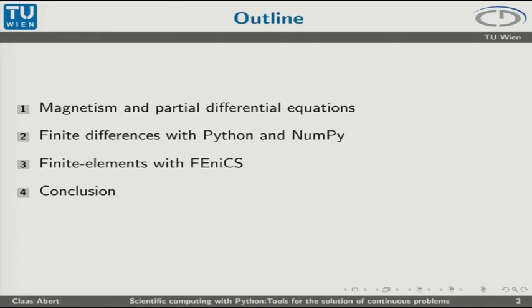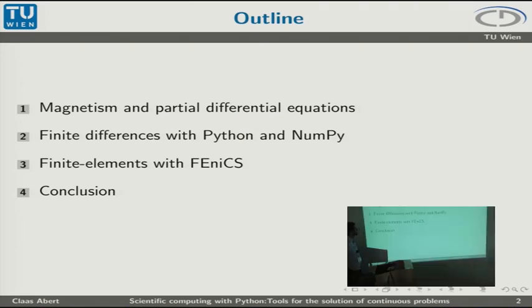So let's come to the outline of my talk. I will start and give an introduction to magnetism and how this is connected to partial differential equations, because that's kind of my research topic in Vienna. And then I pick out two methods for the solution of partial differential equations. One would be the finite difference method, and I will show how to apply this method with Python and what problems arise. And in the last part, I will give a short introduction into finite elements and some tools we are using to solve partial differential equations with finite elements. And finally, I will conclude.